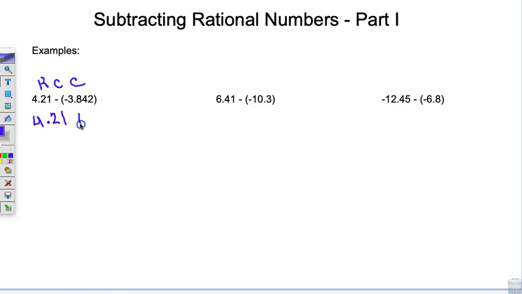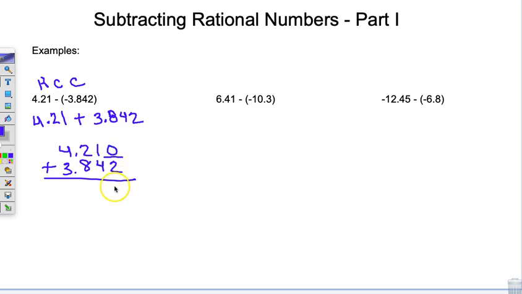We're going to change the subtraction to addition, and change the negative 3.842 to a positive 3.842. There we go. So we did our keep, change, change. Now it looks like we have two positive numbers. So all we need to do is line them up and go ahead and add them. Because I'm not subtracting them, it does not matter which one goes on the top or which one goes on the bottom here. I can still add a place value of a 0 if you would like.